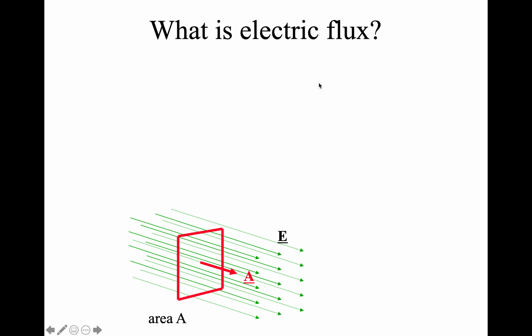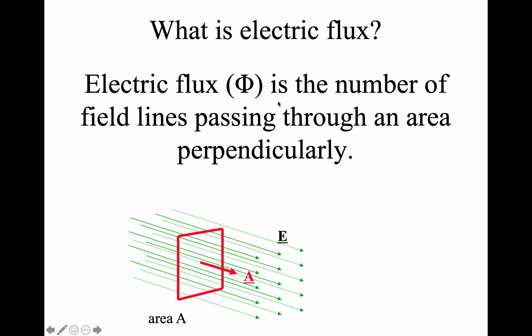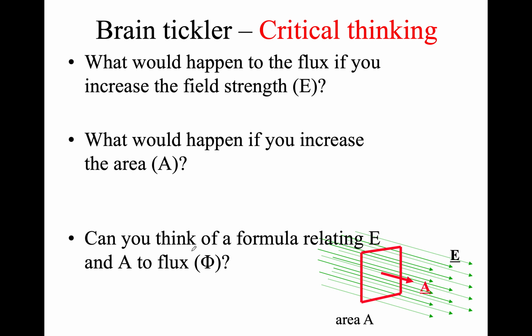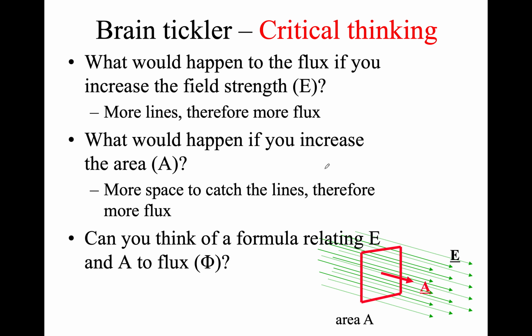Moving on. What is electric flux? First of all, we know it's a number of field lines passing through an area perpendicularly. So if I have an area here like this, and I place it in front of a bunch of field lines, any field that cuts through here is part of the flux. That's it. That's what flux is. It's a number of lines. I will count all of these lines across this area. So if I have a bigger area, I will catch more lines. If I have more lines, I will have a bigger flux. Both ways will give you a bigger flux. Okay, so we know that more lines means more flux. More space to catch the lines, more flux.